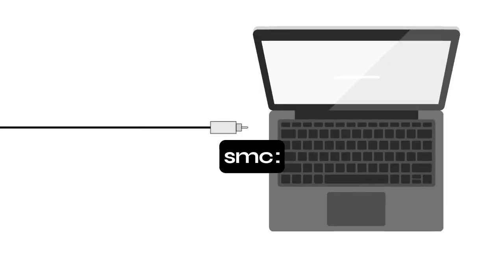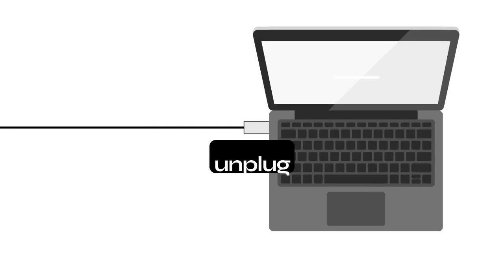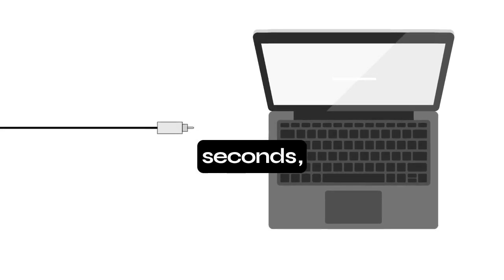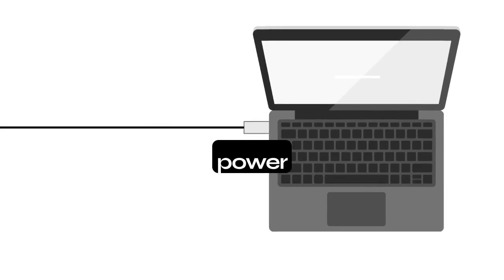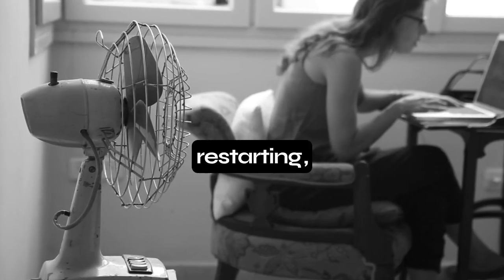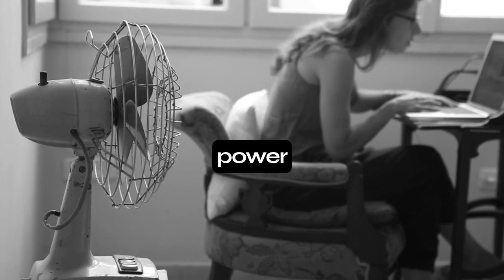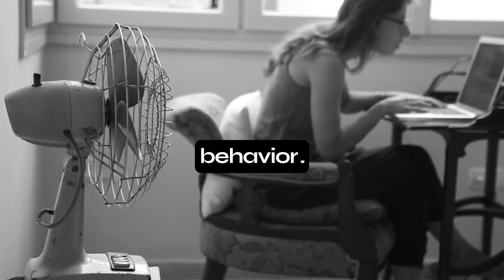To reset SMC, shut down, unplug the power cord for 15 seconds, plug it back in, wait 5 seconds, then press the power button. After restarting, check fan noise, power indicator light, and normal boot behavior.